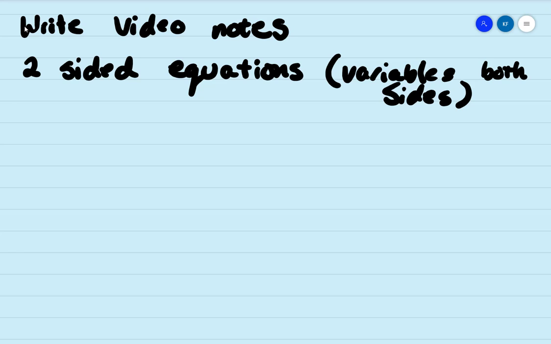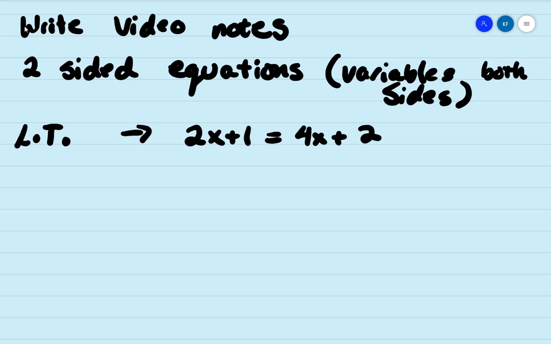Okay, so your learning target looks something like this. So you need to be able to do problems that look like something like that. And when I say variables on both sides, what I'm talking about is variables on both sides of the equal sign. So that's different than what we've been doing. Okay, so make sure you write this down.